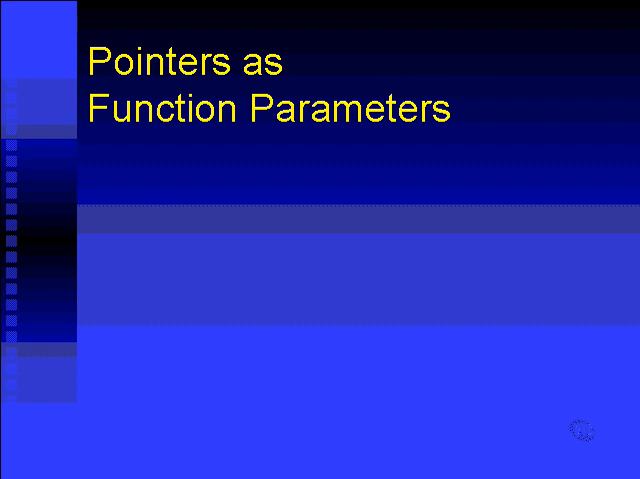So now we start understanding how we can actually use pointers in a useful way. Recall that I said there were three things that pointers were good for, and the first is to do with function parameters. So let's look at that.